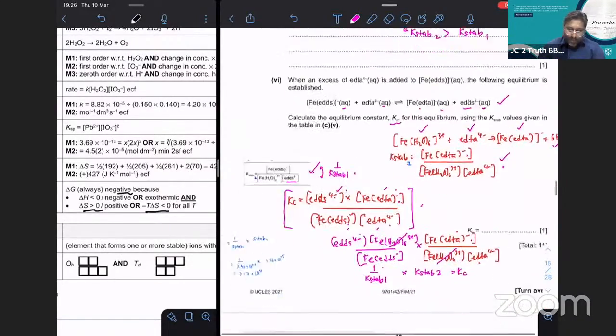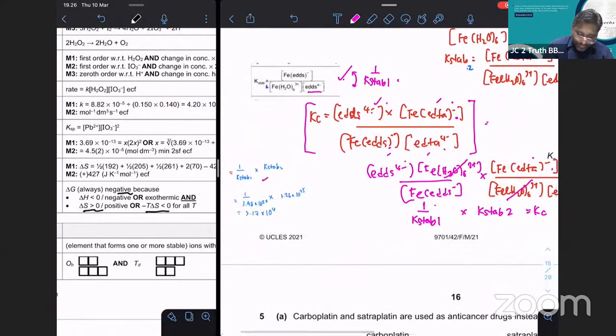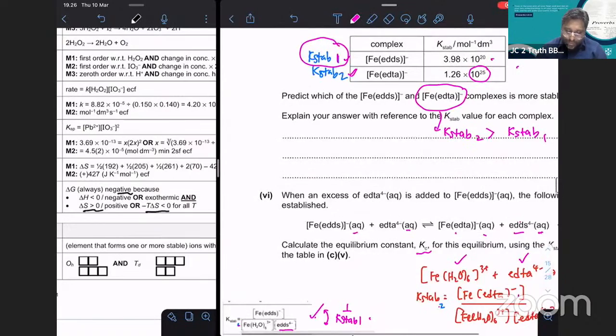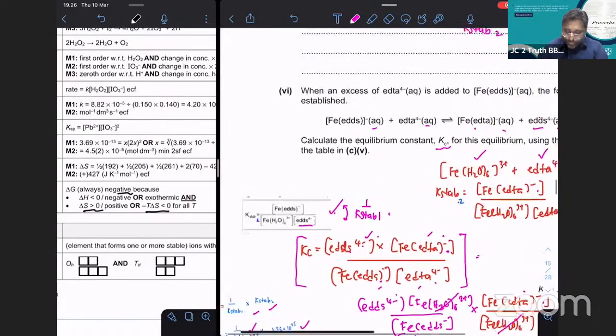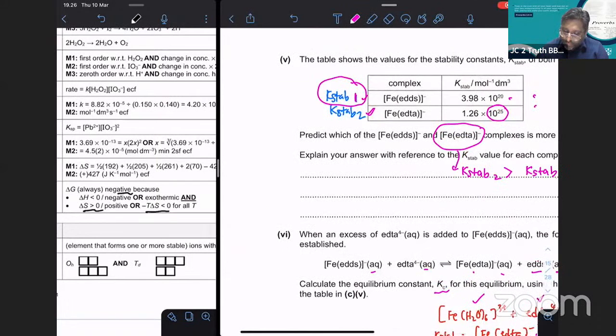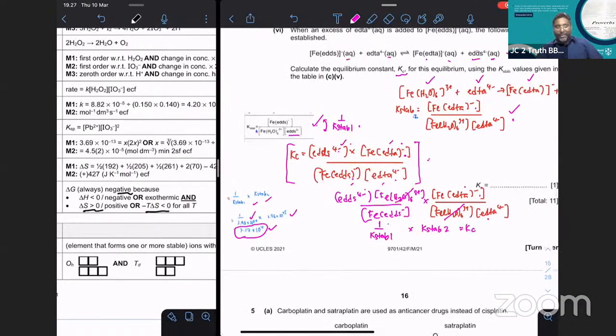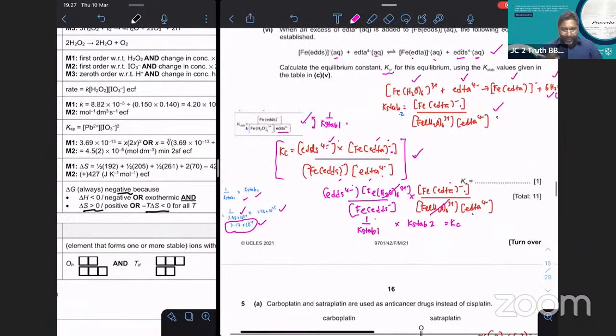So I just need to use the data that I have over here, and put them in. 1 over K step 1, which is 3.98, and then times K step 2, and I will get this value, 3.17 times 10 to the power of 4. So you just need to confirm only, no need to show everything. The moment you get the Kc, if you can get the relationship, then it's okay already. I do this just to confirm, so it is very important.